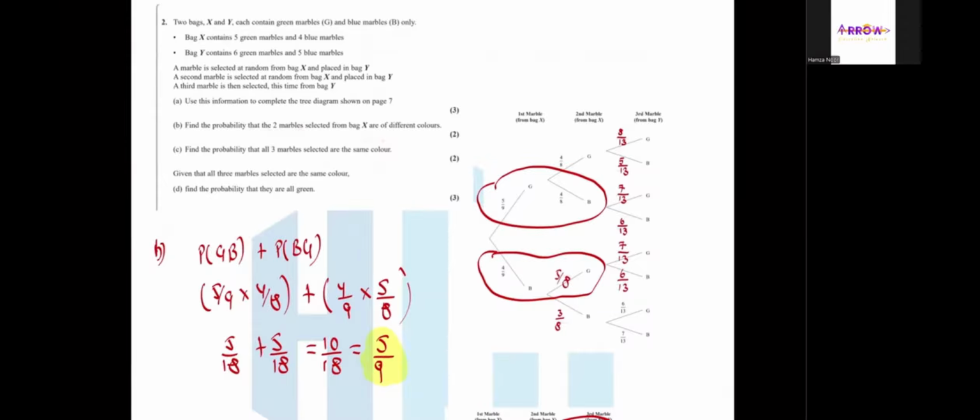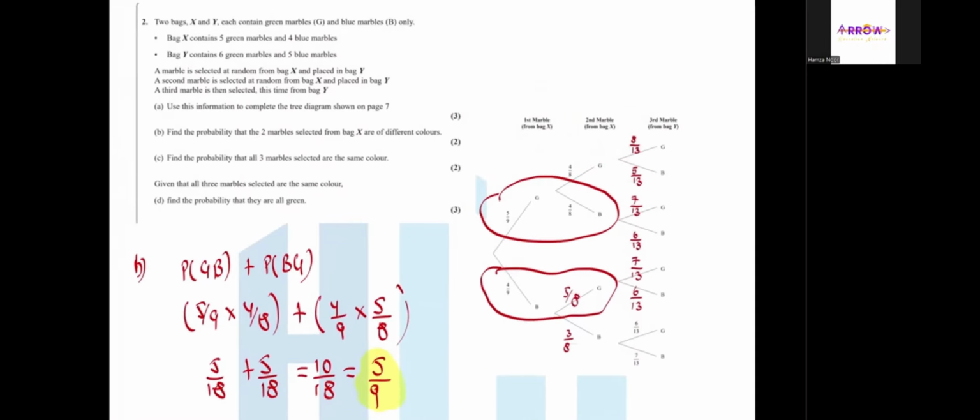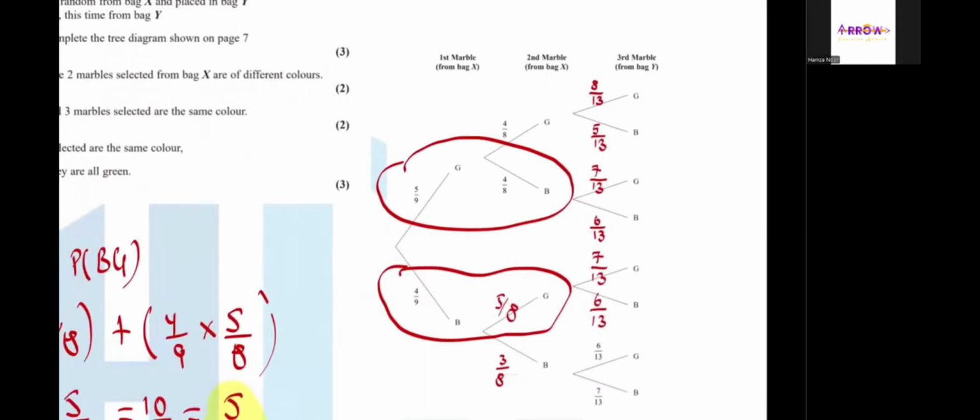So this means we are talking about the first two marbles only, because the first two marbles are selected from bag X. So this means either green and blue or blue and green. Okay, first green, then blue, or you can say first blue, then green. Either this case or this case. So when you go along the branches of the tree diagram, the probabilities are multiplied. And when you move vertically along the tree diagram, the probabilities are added.